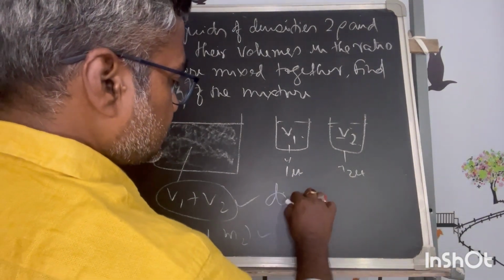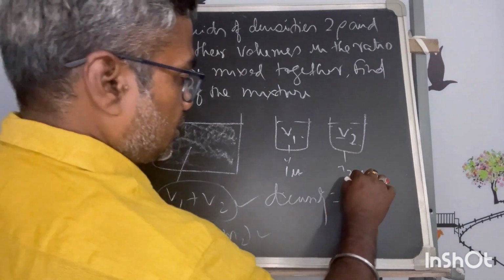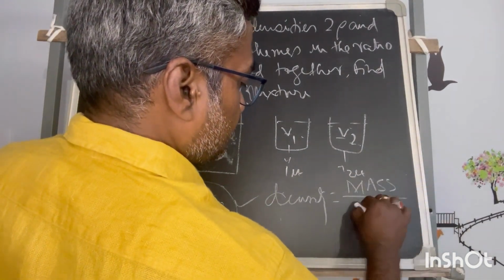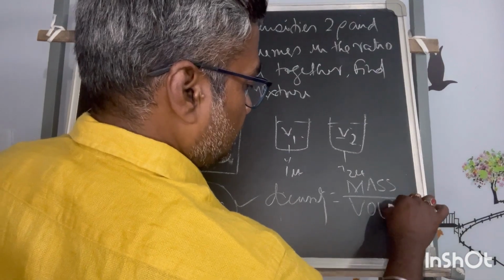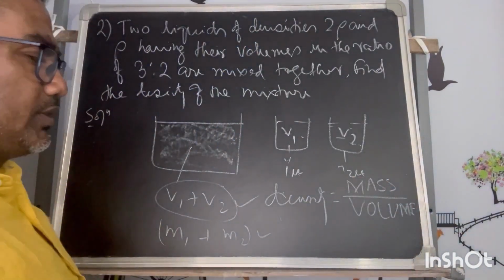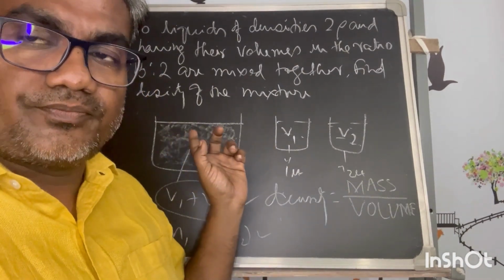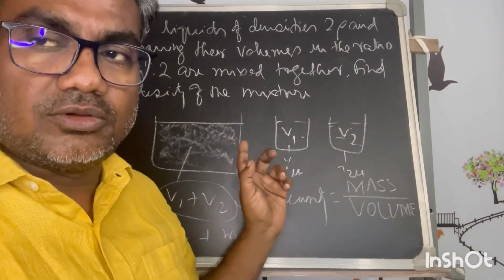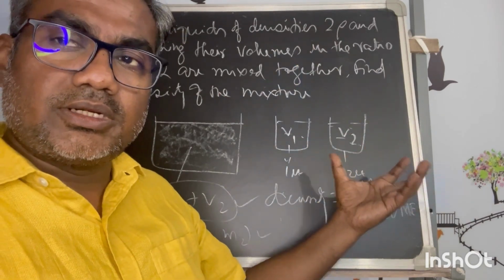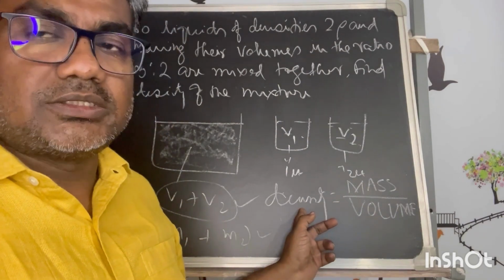The density of any fluid is equal to mass by volume. This is the only thing. Here in this formula we are not talking about the individual mass or the individual volume. We are talking about the mass available in a container and the volume it occupies. Then this is the density.